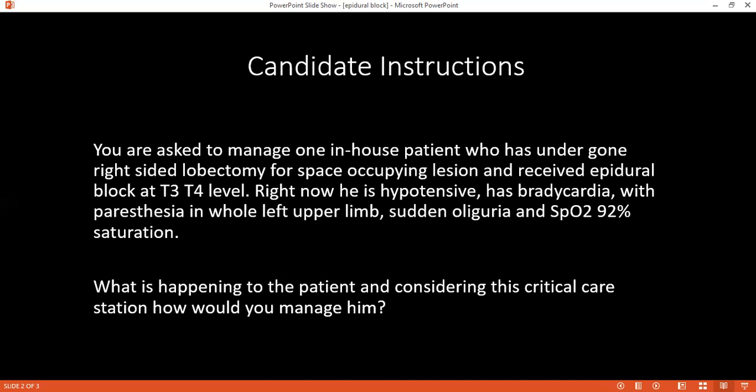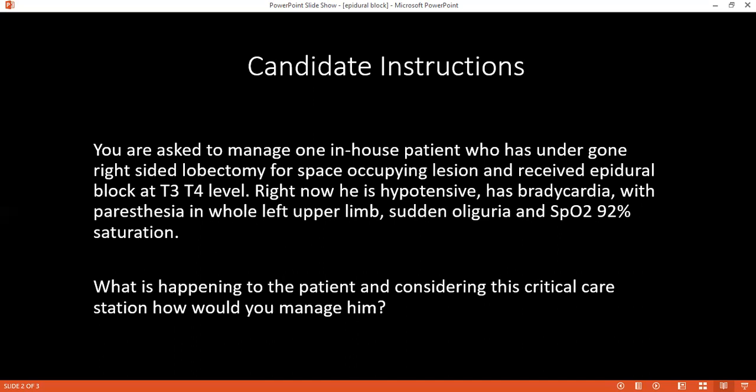Very good. Can you please tell me what are the systemic effects of giving epidural analgesia? In systemic effect, it causes hypotension, decreased cardiac output, decreased vascular resistance and functional residual capacity, and it causes less chance of deep vein thrombosis. Very good.